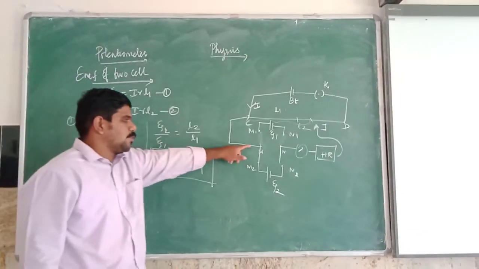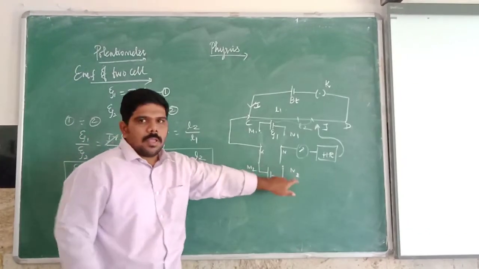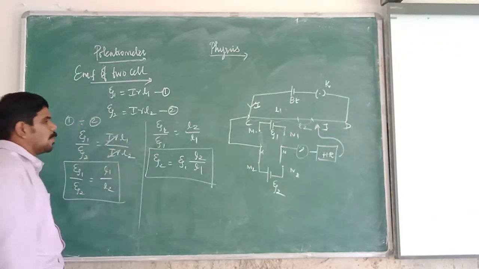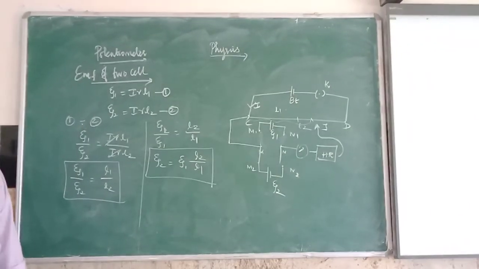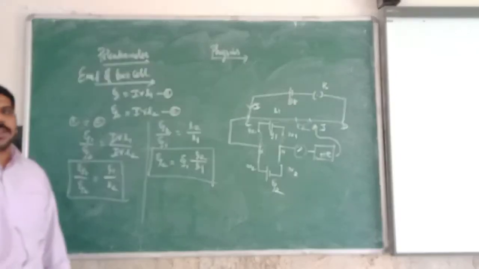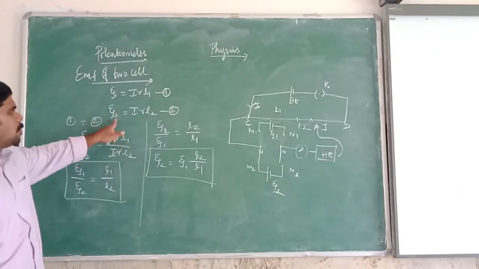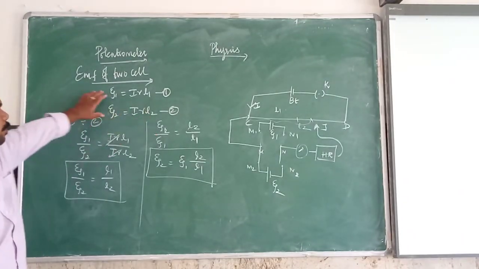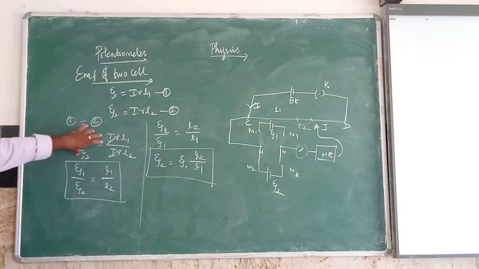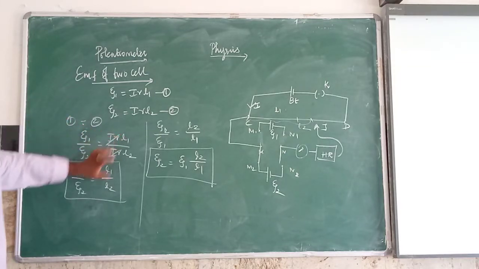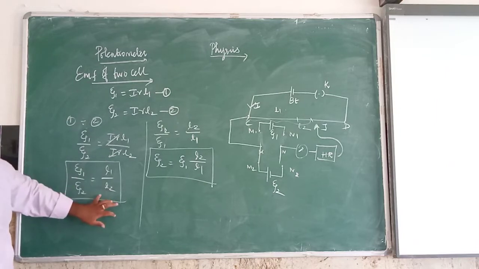Now the jockey is pressed towards M2 and N2. So what happened there? The potential difference across the balancing length L2 is directly proportional to the EMF of cell psi 2. So psi 2 is equal to IR L2. From equation 1 divided by 2, psi 1 by psi 2 is equal to IR L1 by IR L2. IR cancel. Psi 1 by psi 2 is equal to L1 by L2.